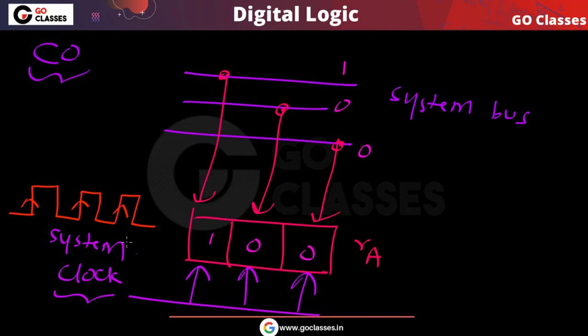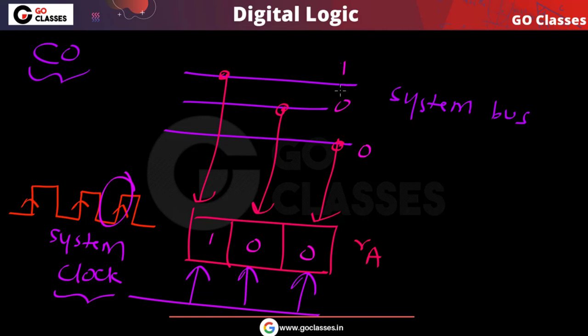But what will happen when this clock goes from low to high? Then this new data will be stored here. Now you can notice, but we don't want that. We want to store this data, this 100. But what will happen after some time is that this system bus will become busy with some other data.